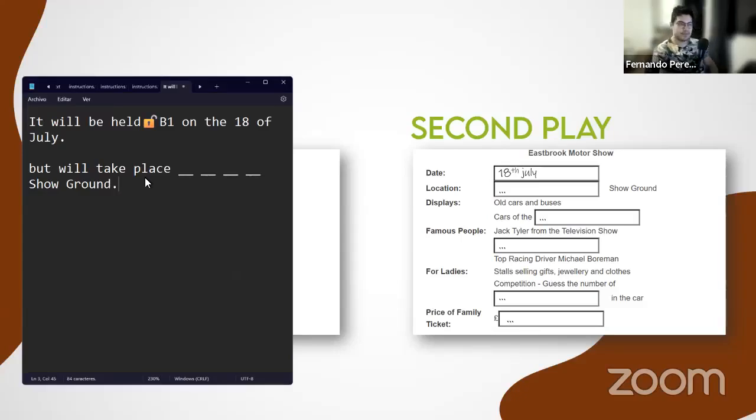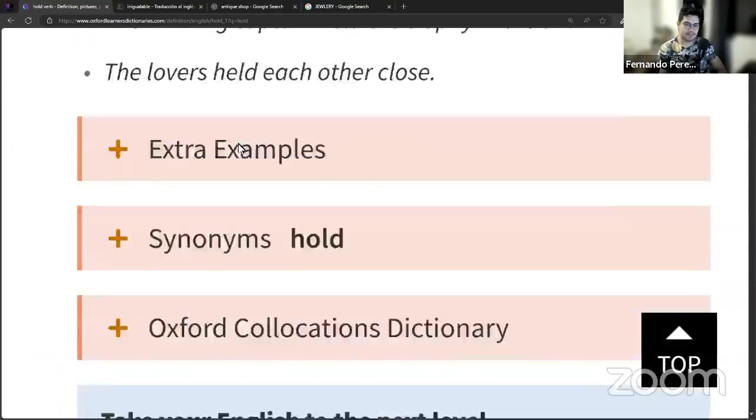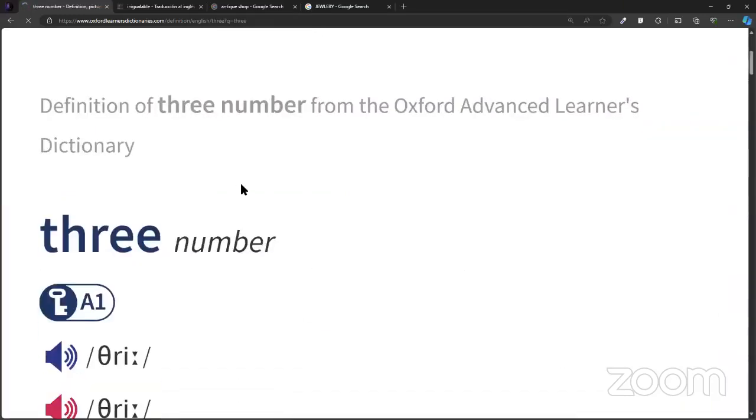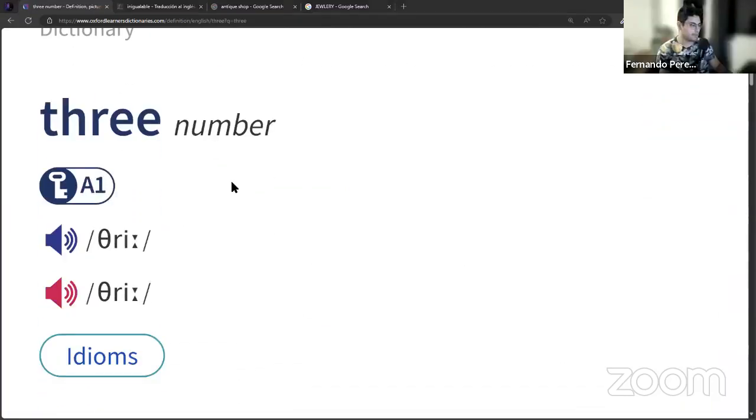Do you understand this one? Yes. What did you have? But will take place on the 3-3 showground. Your pronunciation is blocking the listening. Okay, pronounce this, with the corresponding sound. Let me open the soundboard for you.